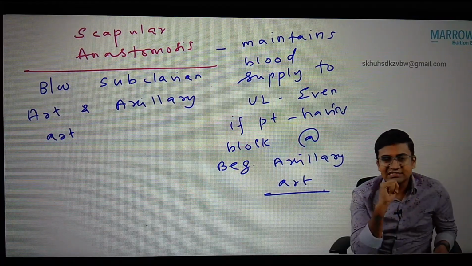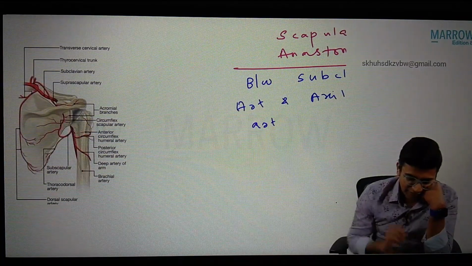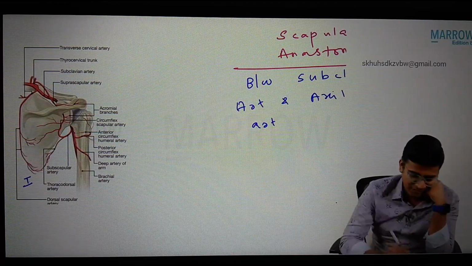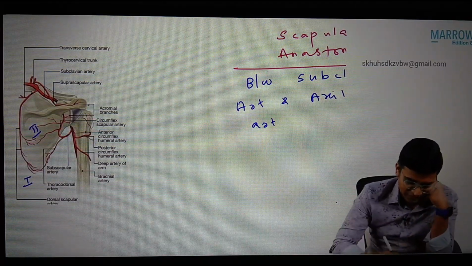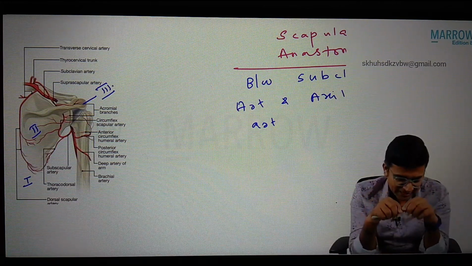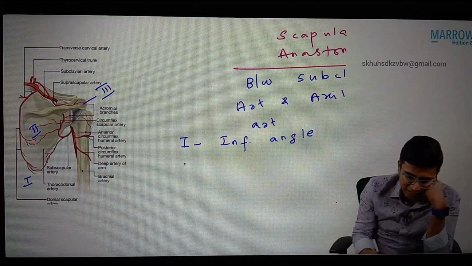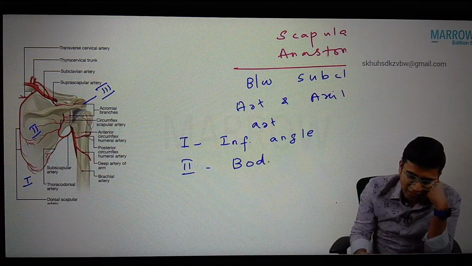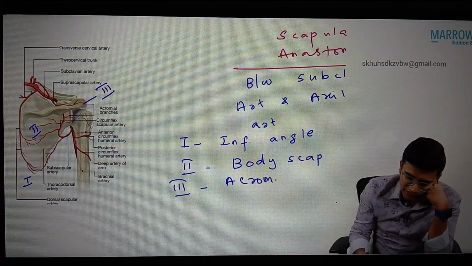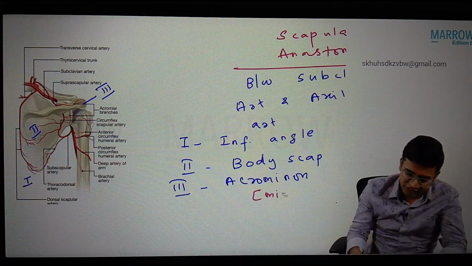Now this anastomosis takes place in three regions. See the diagram. The anastomosis takes place over here, number 1, number 2 here, and number 3 here. So in three areas the anastomosis takes place. Number 1, the inferior angle. Number 2, over the body of the scapula. Number 3, over the acromion process. The anastomosis over the acromion process is the minor anastomosis.